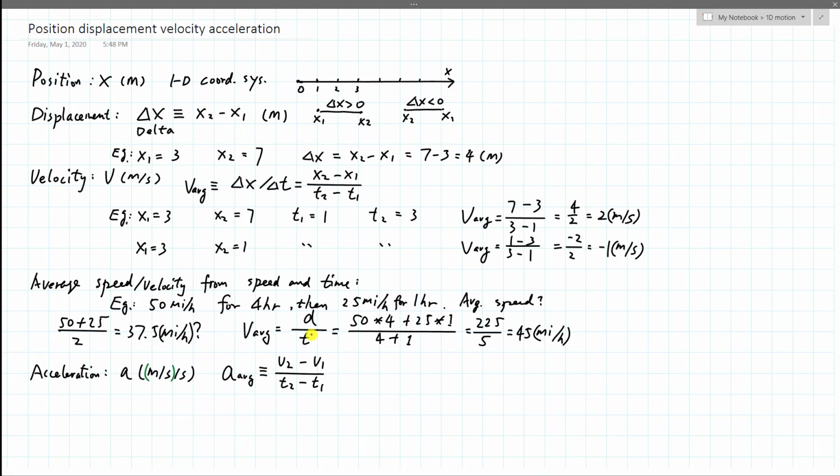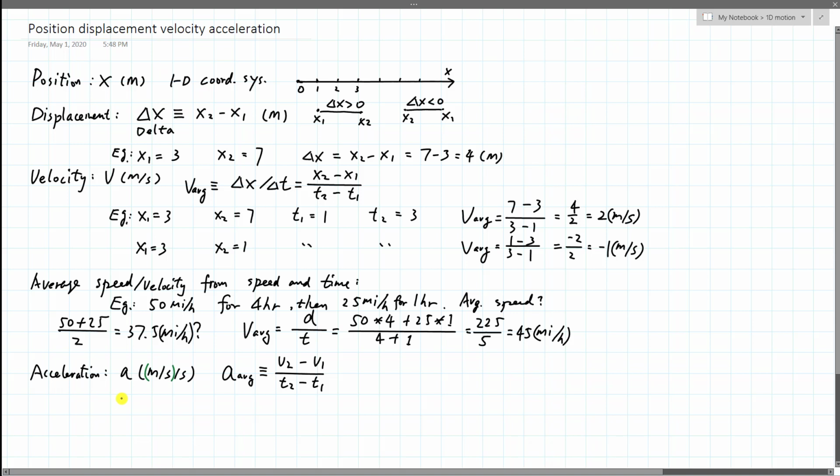So let's do an example just like we had before. So we'll have V1 equals 5, V2 equals 15, and T1 equals 0, T2 equals 2. So let's calculate the average acceleration. That should be V2 minus V1, so 15 minus 5 over T2 minus T1, so 2 minus 0. So we just happen to have gotten a 0 as T1. So we have a 10 over 2, so we have 5 meters per second, right?